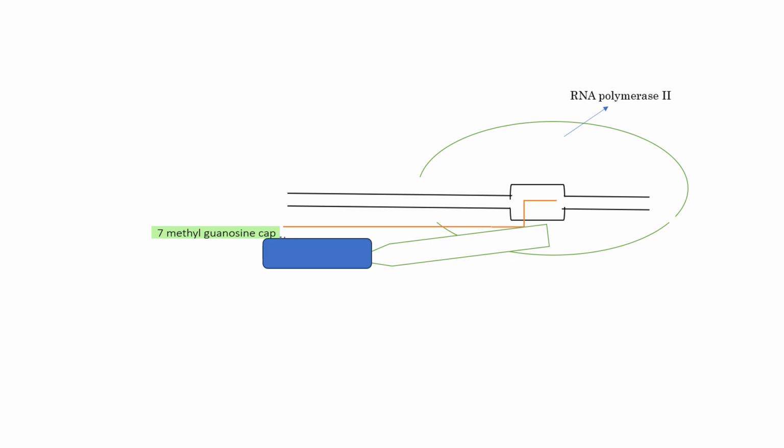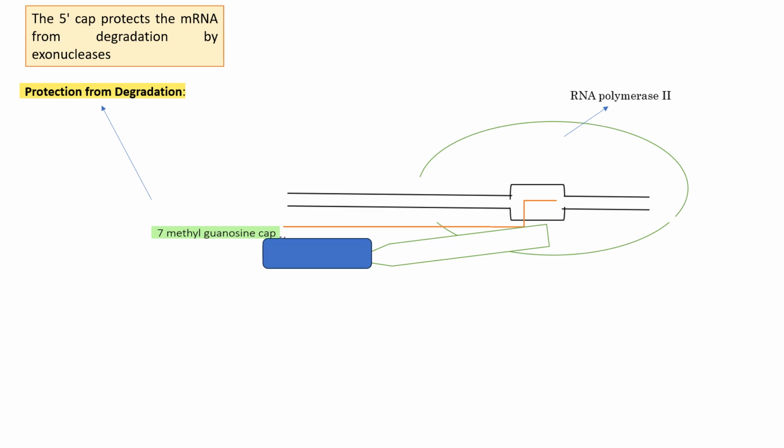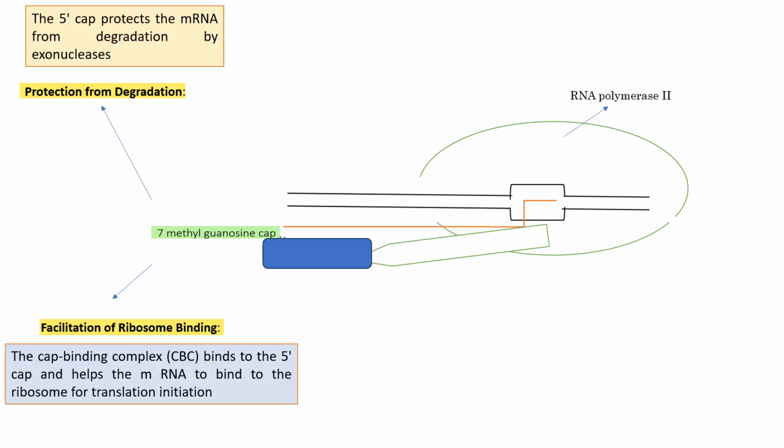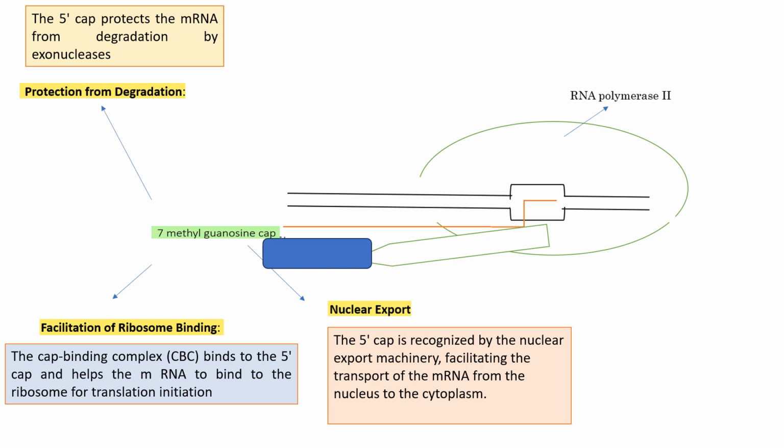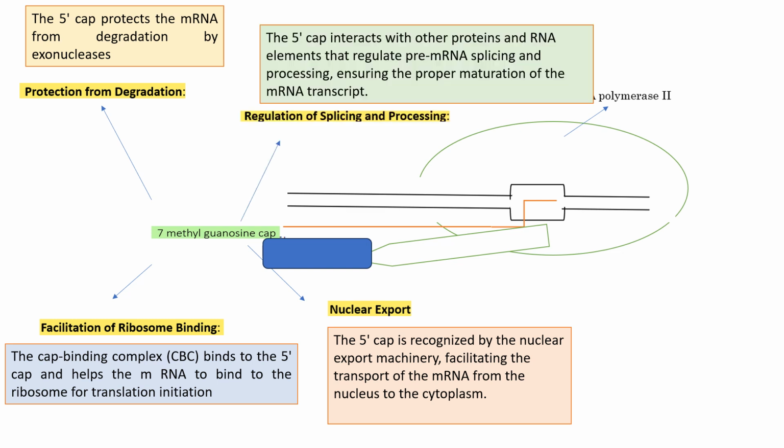The 7-methylguanosine cap has several important roles, such as protection from degradation. The 5' cap protects the mRNA from degradation by exonucleases. Facilitation of ribosome binding: the cap binding complex binds to the 5' cap and helps the mRNA to bind to the ribosome for translation initiation. Nuclear export: the 5' cap is recognized by the nuclear export machinery, facilitating the transport of the mRNA from the nucleus to the cytoplasm. Regulation of splicing and processing: the 5' cap interacts with other proteins and RNA elements that regulate pre-mRNA splicing and processing, ensuring the proper maturation of the mRNA transcript.